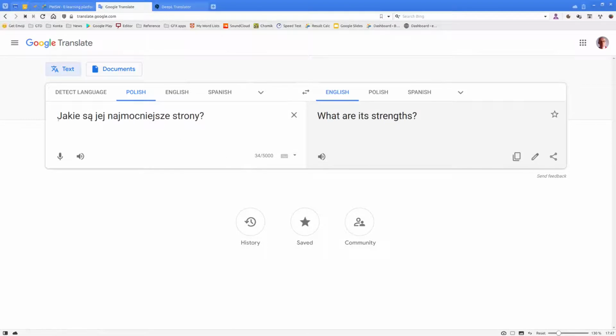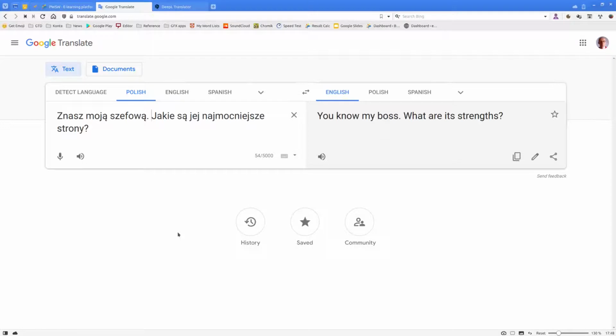So, as I said, you need context, right? So let's see if we add another sentence which will clarify the context. I don't think it will change this translation, but let's check it out. Right, so you can see that it doesn't affect the translation.